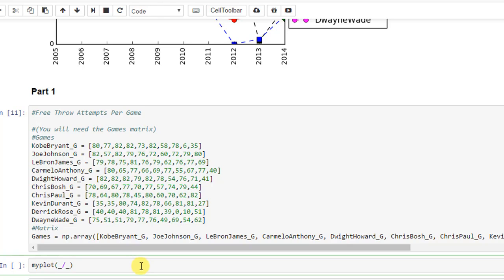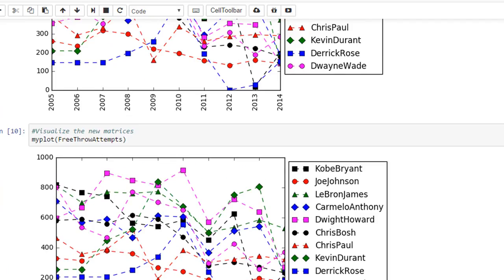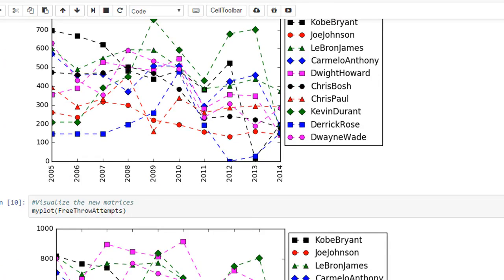Okay, so now we have to plot the ratio of attempts, free throw attempts per game. So let's copy the name of the matrix, free throw attempts.